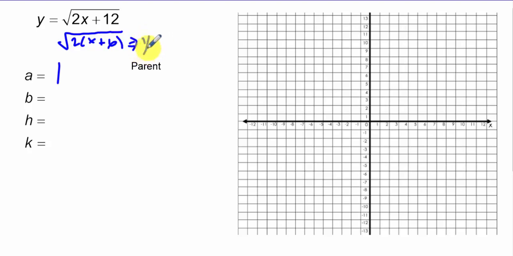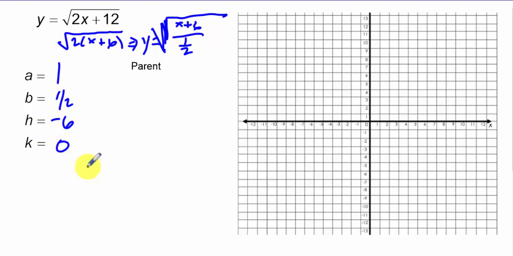case. So y is equal to the square root of x plus 6, let's make that square root bigger, over a half, because dividing by a half is the same as multiplying by 2. So now I can define everything I need to. B in this case is a half, h is -6, and k is 0.